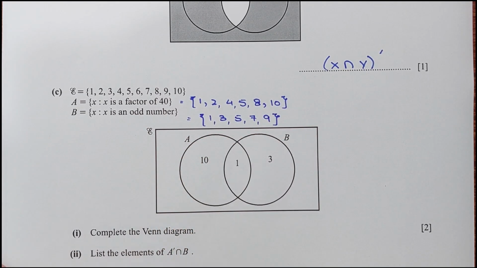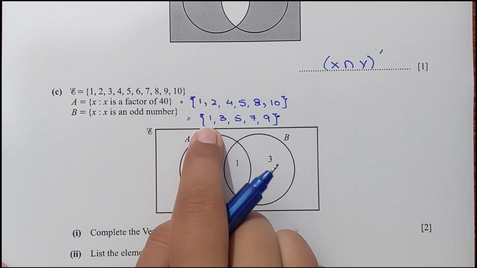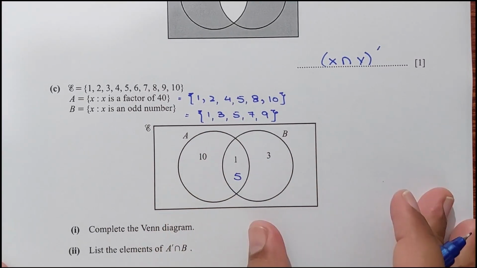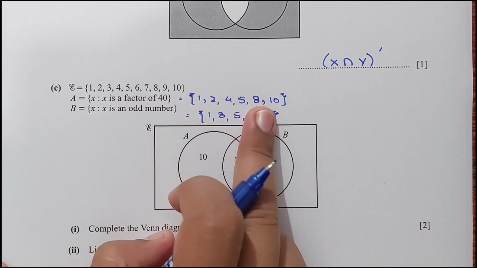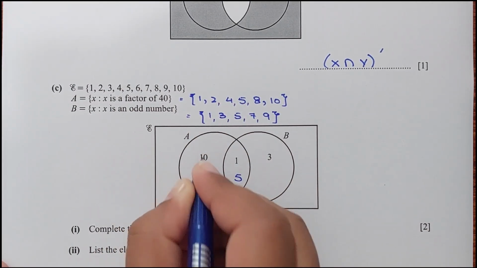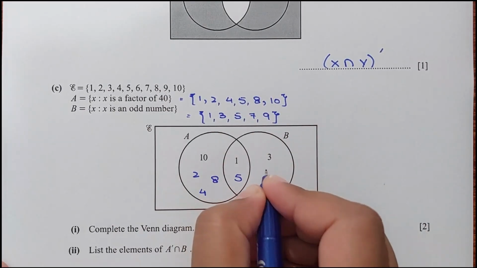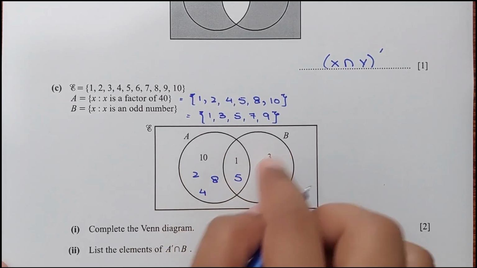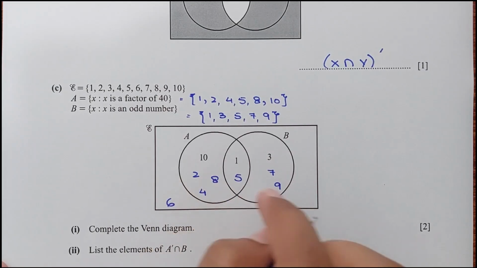Number 1, complete the Venn diagram. First we have to pick the intersection. 1 is in the intersection, right? What else? 5 is in the intersection, right? And complete the set A. 1 and 5, 2, 4, 8, and 10 is missing. 2, 4, and 8. 10 is already here. For B, 1, 3, 5, 7, and 9. What else is left? 6 is outside. 7, 8, 9, and 10.